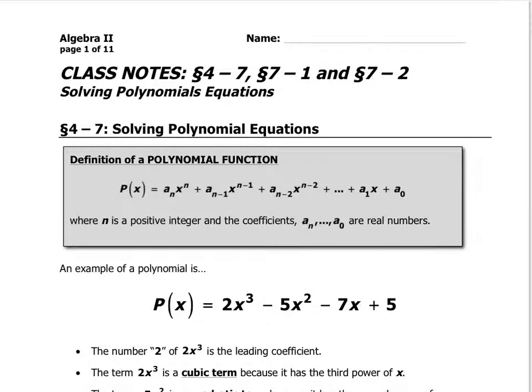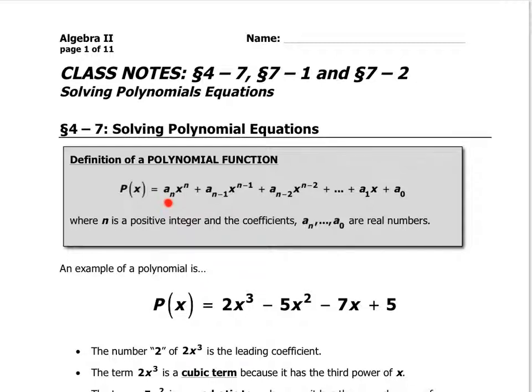Today I just want to give you a basic introduction to solving polynomial equations. And in order to do that, I really want to identify what a polynomial is. In this gray box here, we have a polynomial, p of x. And this is the general form for a polynomial.